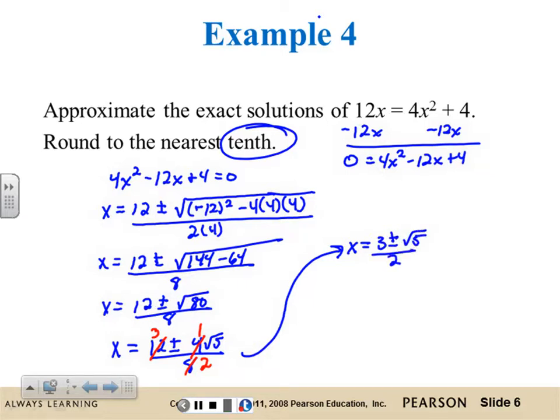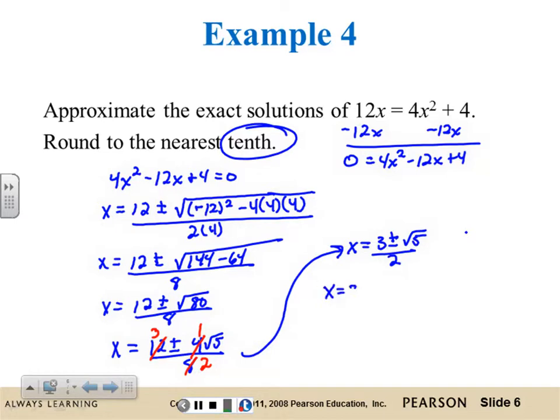And so what I want to do is I want to approximate the exact solution, okay? So if I left it like this, this would be the exact solution. But when you go out into the real world and you're talking to maybe construction workers or factory workers that are building parts on machines or whatever the case may be, and you tell them, hey, I need this piece to be 3 plus or minus the square root of 5 over 2 inches long, they're going to look at you and say, what? So we need to be able to give an approximation, and that's pure calculator work.